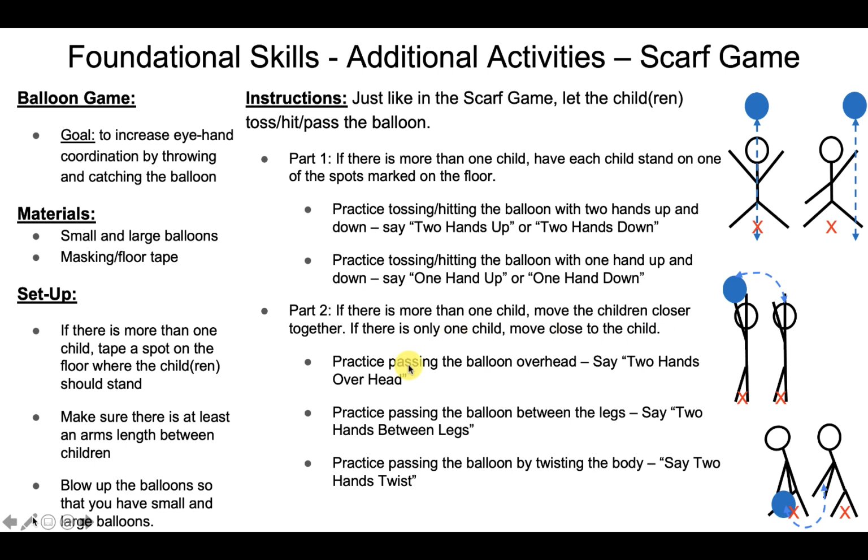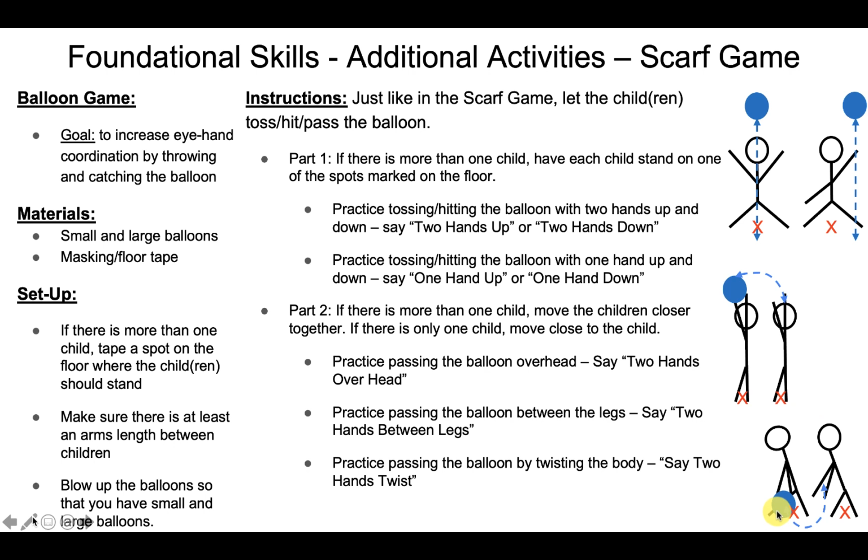And there's 3 parts for the second piece. They can practice passing the ball overhead. The verbal cue they've created is 2 hands overhead. And here's the description. The setup is closer, so the spacing is closer, and they're going to pass the balloon overhead to the next child. Practice passing the balloon between the legs. Say 2 hands between legs.